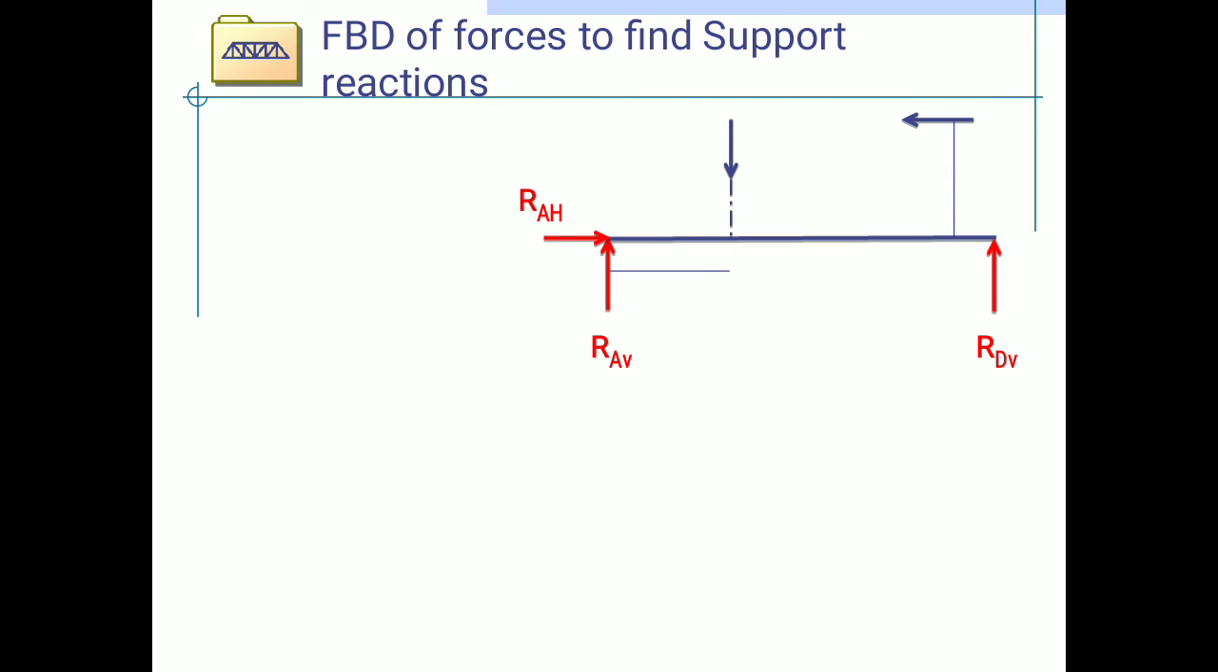The free body diagram of forces to find the support reactions. There are two reactions at A, that is vertical reaction and horizontal reaction. The 100 kilonewton force is applied in the downward direction and the 80 kilonewton force is applied in the horizontal direction. As shown in the figure, the distance of the 100 kilonewton force from A is 3 meters, and of the horizontal force from A is also 3 meters.